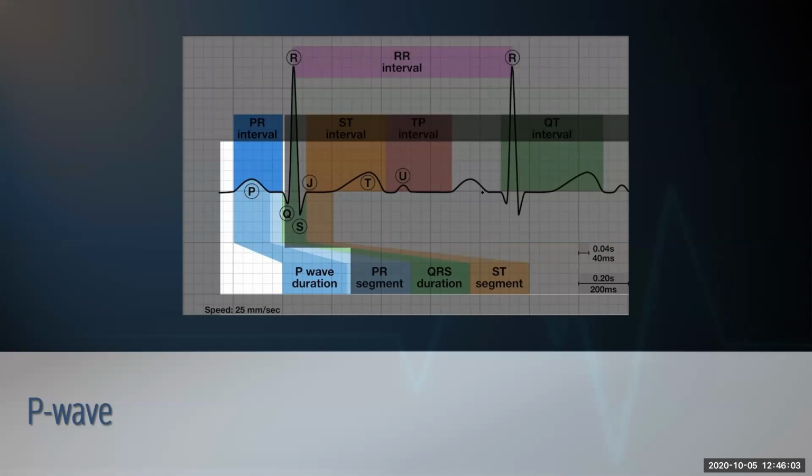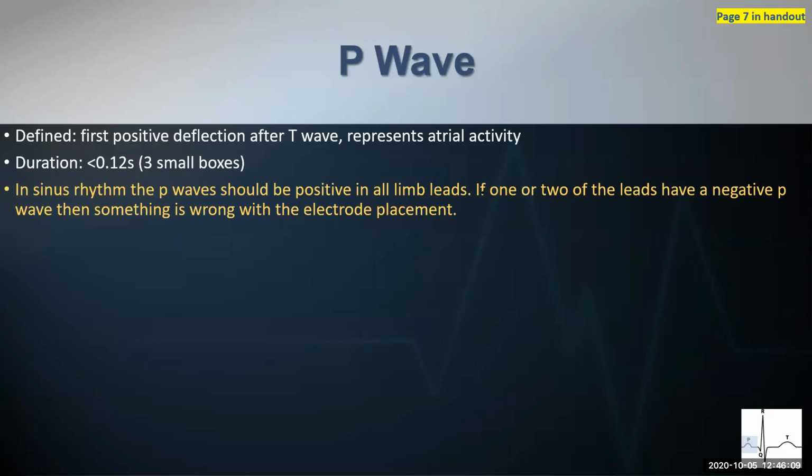This is where I'll probably start asking questions, or I might call out certain people for this part. So page 7, your handout, the bottom right, you can see where we are in the PQRS axis. It's going to be the first positive deflection after the previous T wave that you have. Again, it's that atrial depolarization. It should be less than 3 small boxes. 0.12 is theoretically the duration of how long your P wave would be. Anything prolonged, you might consider right or left axis or atrial enlargement.